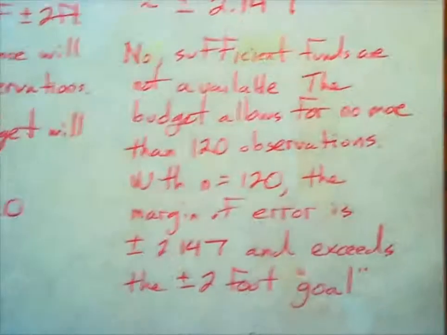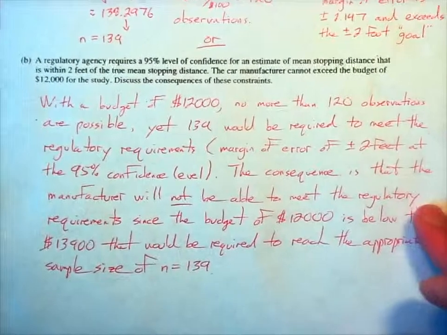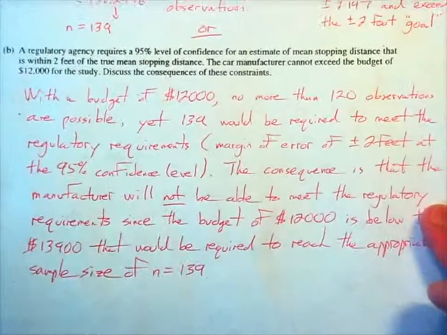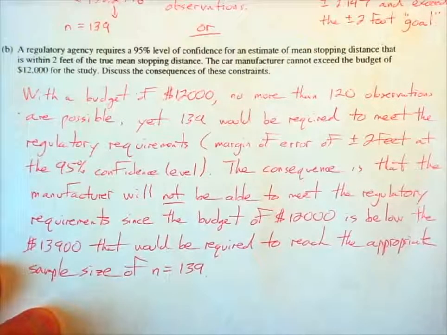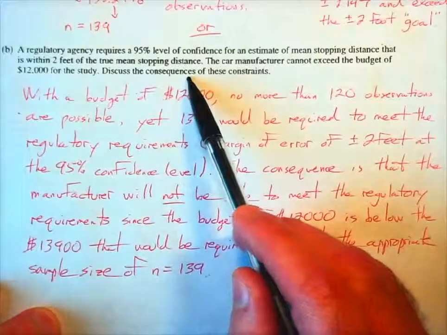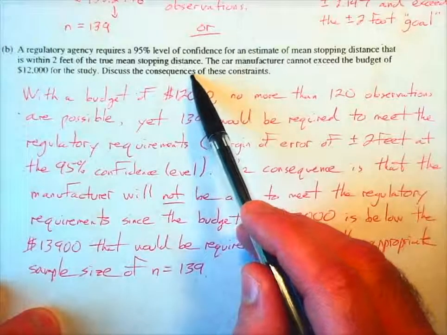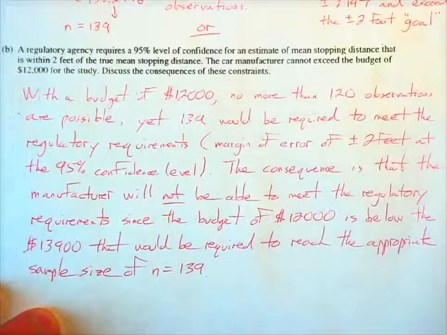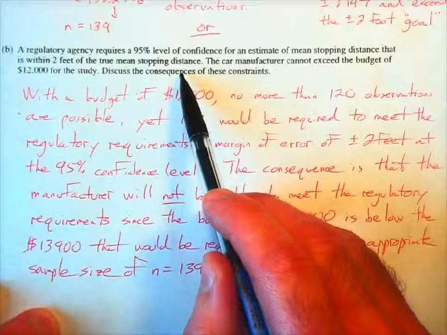So ultimately then, for the last question, there's quite a bit, I suppose, that you could write, and here is my answer. I'll let you take a look at it. I wrote way too much, but really the two things that you need to indicate are that the budget is not sufficient in order to meet the regulatory requirements. So the consequence is that the manufacturer will not be able to meet the requirements. Those are the two things that you need to discuss here. The budget's not big enough, which means that the company will not be able to meet the regulatory requirements.